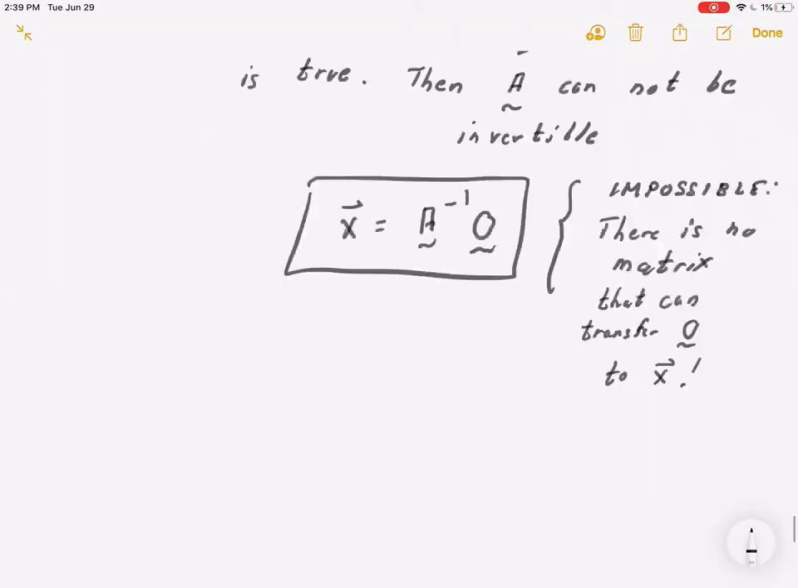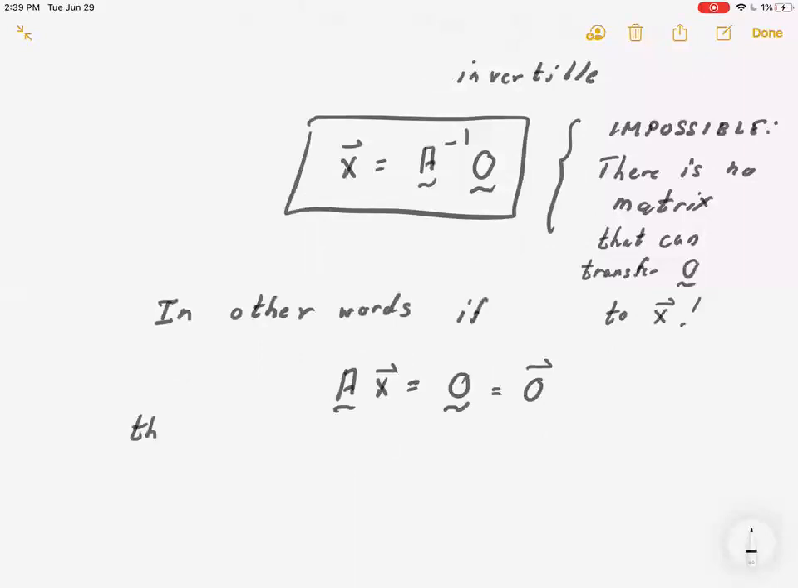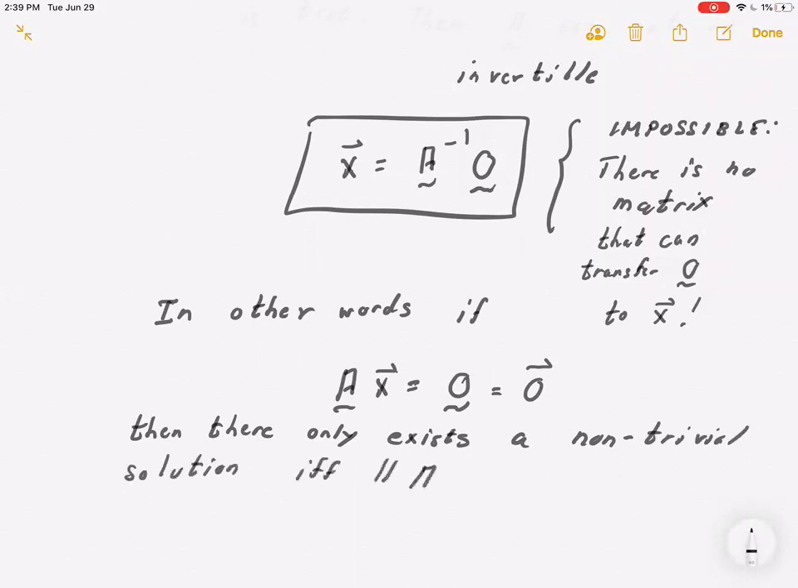So this has a very important consequence. In other words, if the matrix A times the vector x gives me the zero vector or zero matrix, both of those are synonymous, then there only exists a non-trivial solution if and only if the determinant of A is 0, or if A is singular.